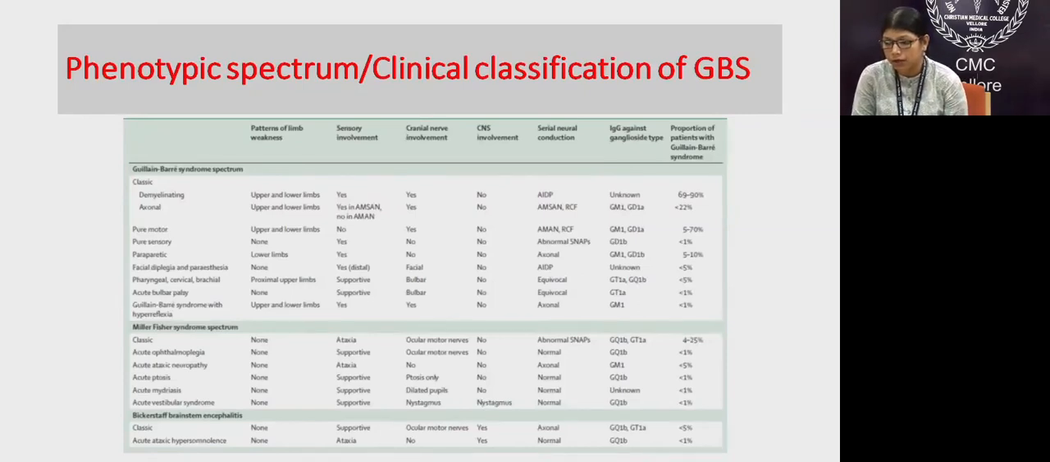Pure motor involving both upper and lower limbs can also be a variant called reversible conduction failure because of nodes of Ranvier involvement. There can be pure sensory GBS, a paraparetic variant of GBS where only the lower limbs are involved, facial diplegia and paresthesia, pharyngo-brachio-cervical variant of GBS, acute bulbar palsy, and GBS with hyperreflexia. And there are various autoantibodies which have been implicated in various variants of GBS, but not necessarily that they have to be demonstrated in CSF or blood.